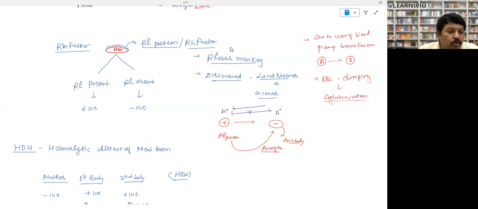So, what is A positive and B positive? Actually, RBC may or may not have a protein cover around it. That is called RH protein or RH factor. If RH factor is present on the RBC, we call it positive blood group. If RH factor is absent, it is called negative blood group. Clear? Why do we call it RH? Because this was discovered in the rhesus monkey, and it was discovered by Landsteiner and Weiner. Note down who discovered RH factor.